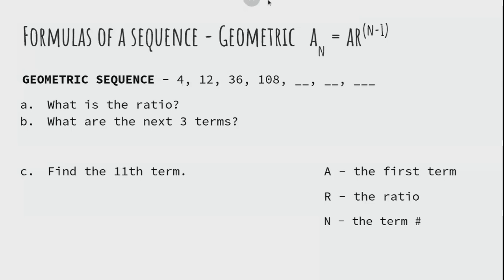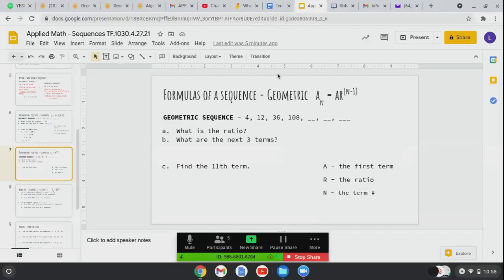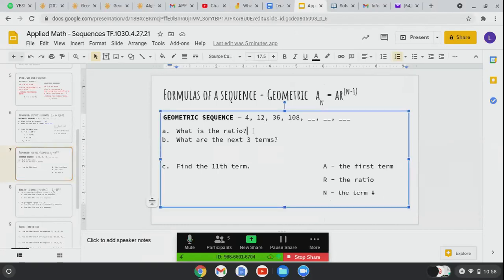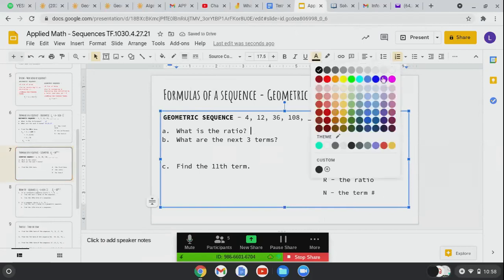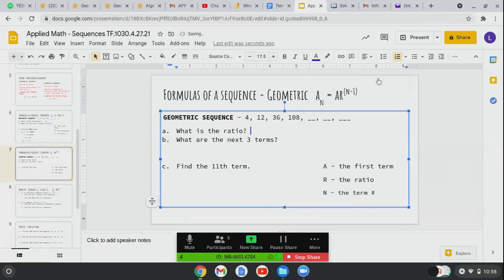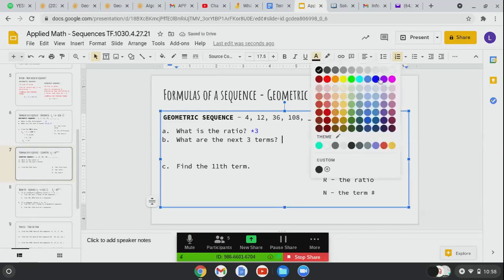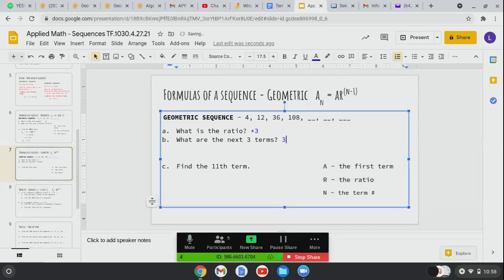All right, so ladies and gents, 4 times 3 is 12. 12 times 3 is 36. 36 times 3 is 108. So our ratio, how we are moving in this sequence, is we are multiplying by 3. So as a result, our next terms would be 324.